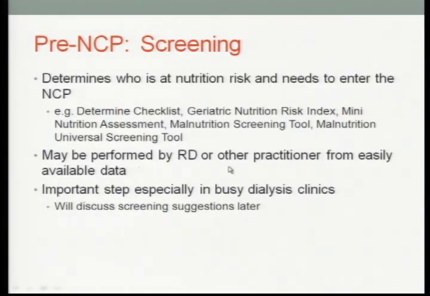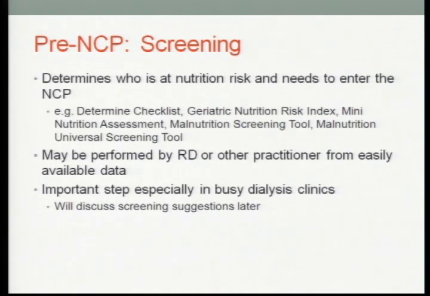There are a lot of screening tools out there. I think in the hospital, frequently it's done by nursing or by a non-dietitian, although when I worked in a hospital, we had diet technicians that did our screening. So I think it really depends on your facility and your institution. But there are a lot of validated tools that already exist that maybe in the outpatient setting are used more frequently, such as the Determine Checklist for elderly, the Geriatric Nutrition Risk Index, the Mini Nutritional Assessment. Marie Ferguson validated the Malnutrition Universal Screening Tool, and then there's just the Malnutrition Screening Tool. And all of these have been validated in different populations.